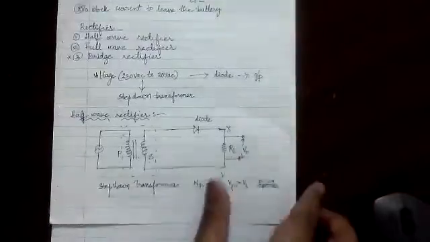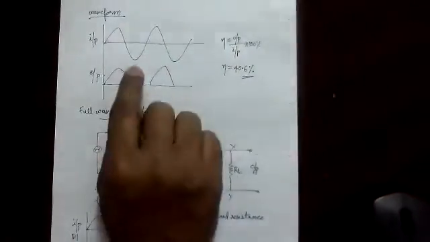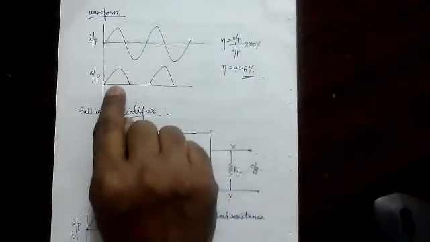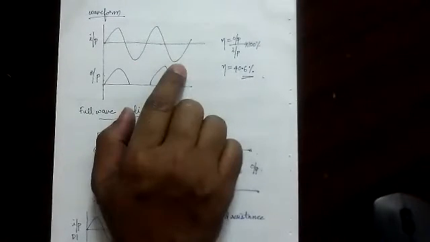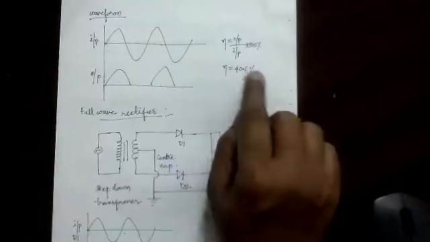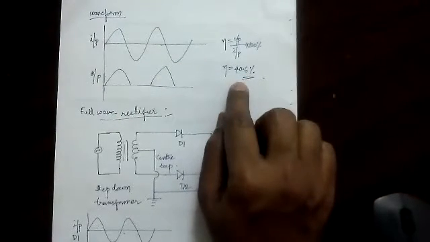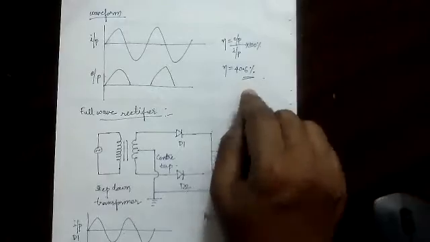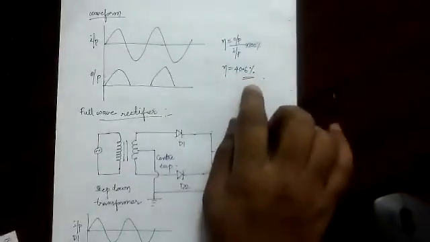If you see carefully, this is the input waveform and this is the output. The diode only conducts for the positive half cycle; it doesn't conduct for the negative half cycle. The efficiency of the half-wave rectifier is around 40.6%. That means if you give input like 100%, you will only get this much, because only half of the cycle is taken into consideration.